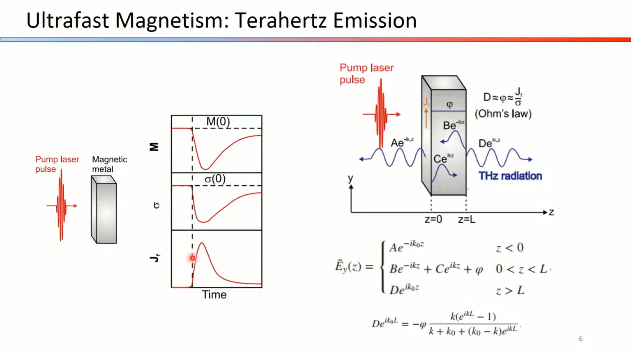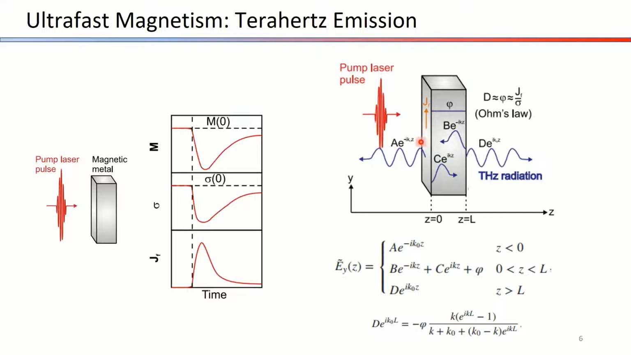This dashed black line represents when the sample is hit by the pump laser pulse. So before this, it is still in equilibrium. After the laser comes, this is represented by the dashed black line here. And as an example of terahertz emission, we consider a slab of a material.